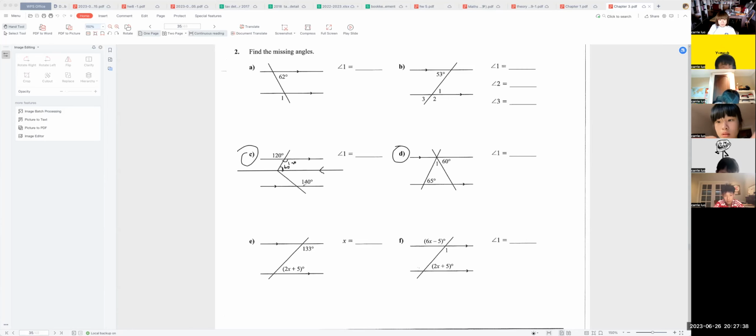Correct? Okay, so let's take a look at this one because this one is 140. So this one equals what? Equals 40. So 60 plus 40 equals 100. Get it, everybody? Get it? Okay, so this one is a little bit hard.